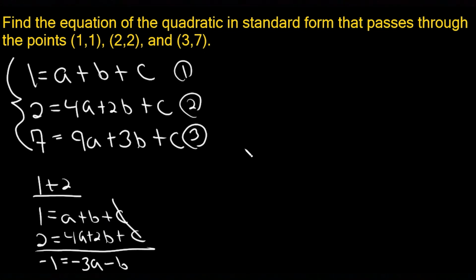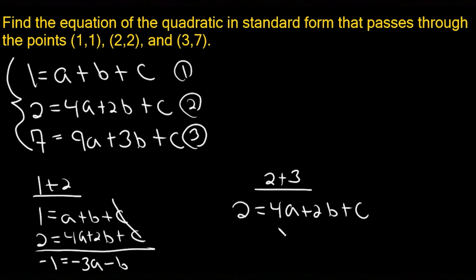All right. So let's use equation 2 and 3 here. Okay, 2 and 3. And we're going to go ahead and do the same thing. So I'm going to write equation 2. 2 is equal to 4a plus 2b plus c. And then equation 3, we get 7 is equal to 9a plus 3b and then plus c. Okay. All right, let's go for it.